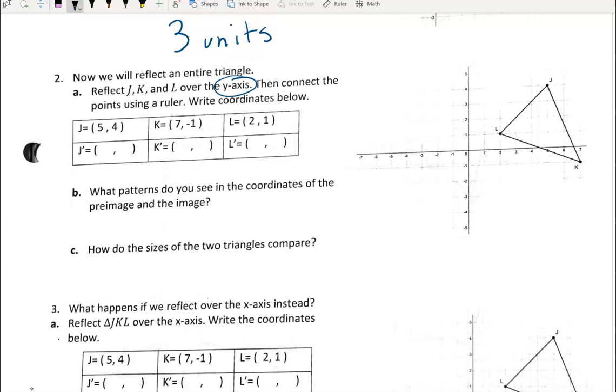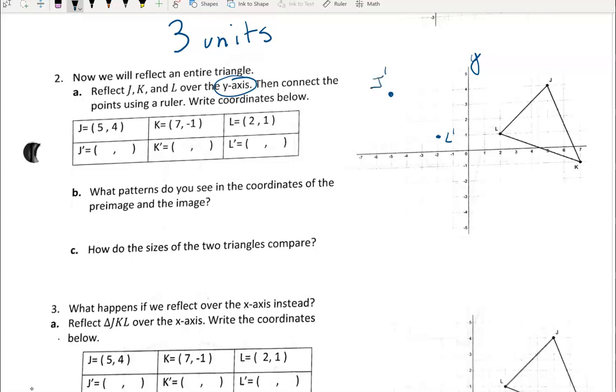So we have to figure out how far each of these points is from the y-axis, and then we'll put the image of that point on the other side. So L is 1, 2 away from the y-axis, so we're going to go 1, 2 on the other side, so that's going to be L prime. And then J is 1, 2, 3, 4, 5 away. So we're going to go 5 on the other side. It's kind of hard to see where that point is, so we're going to estimate it right there. We'll call that J prime.